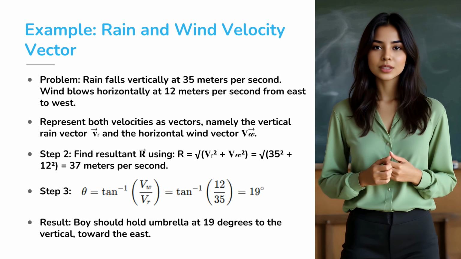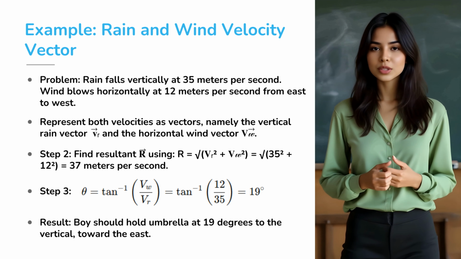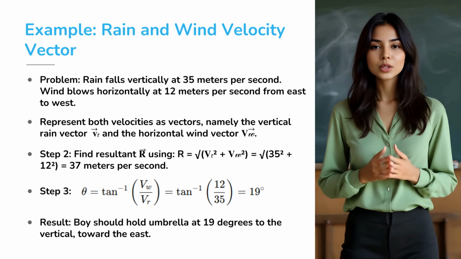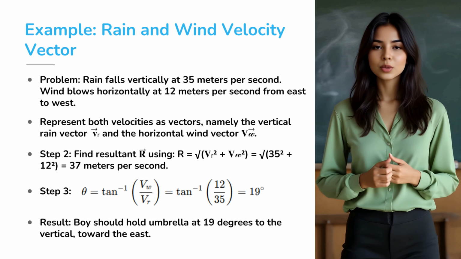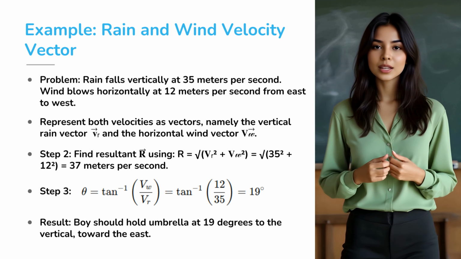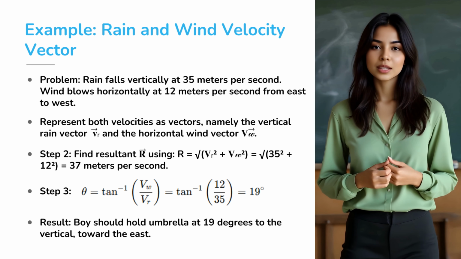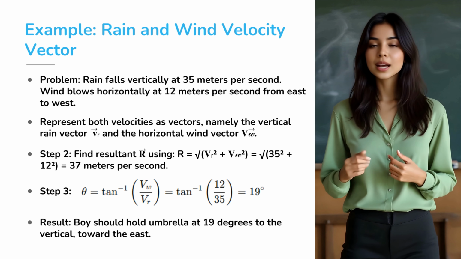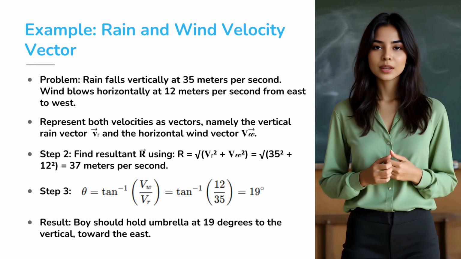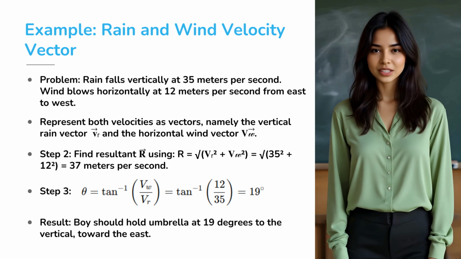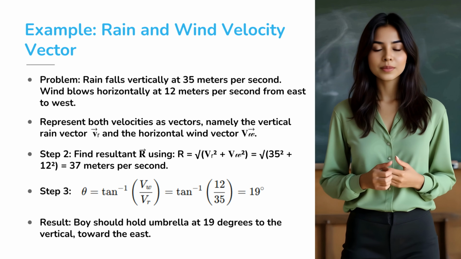Using the Pythagorean theorem, resultant VRW equals square root of open bracket 35 squared plus 12 squared close bracket, which gives VRW equals 37 meters per second. To find the angle of tilt, theta equals tan inverse of 12 by 35, which equals approximately 19 degrees. Conclusion: the person should tilt their umbrella 19 degrees east of the vertical to block the rain.